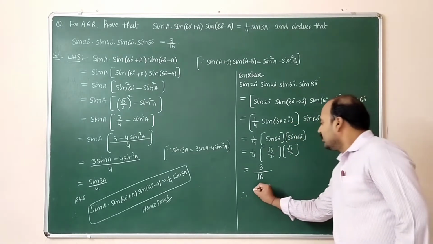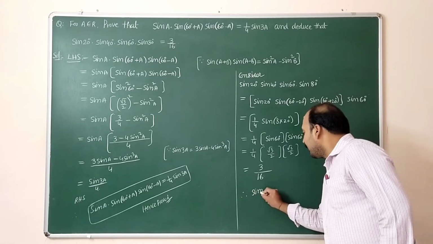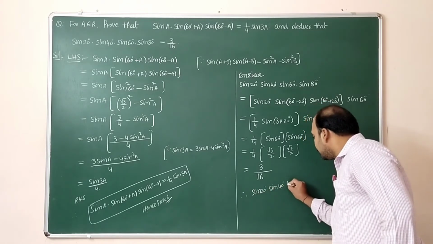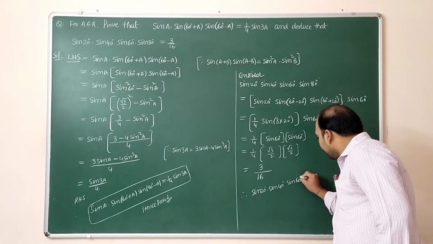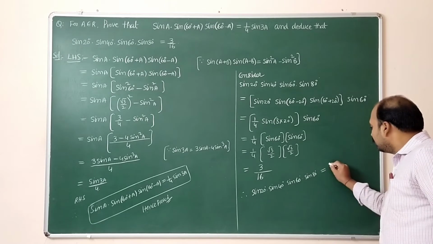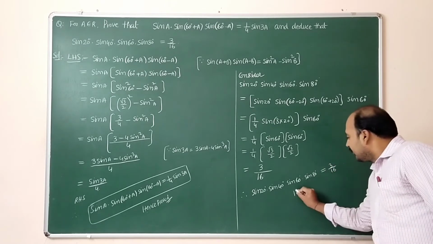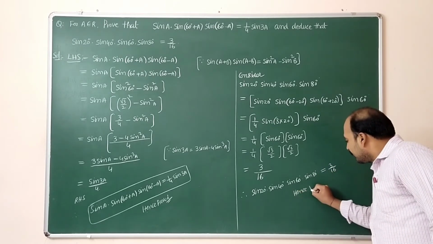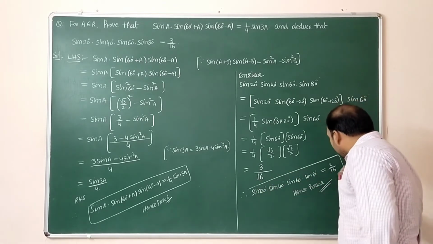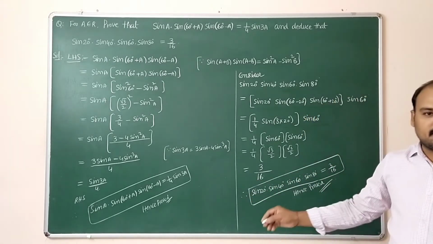We got it. So sin 20 into sin 40 into sin 60 into sin 80 is equal to 3 by 16. Hence proved. Similarly, cos also we are going to do that in the next problem.